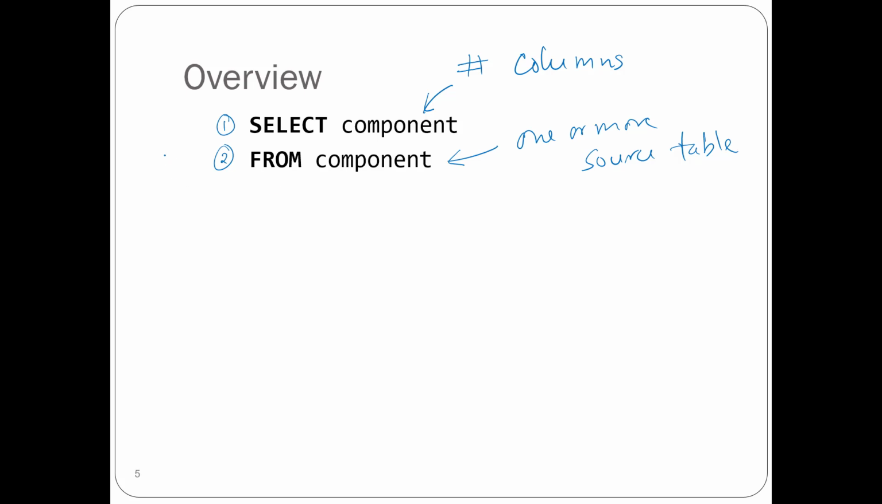So back to a very simple SQL select query. You have select followed by component. Component you can treat as a placeholder or a kind of variable, which we could replace by the number of columns that we want in the output table that we get as a result of select. And the from keyword is followed by the number of source tables from where we want the data. And these two statements are a must. You cannot write a select statement or select query in SQL without using select and from. These two are mandatory keywords in a select statement.